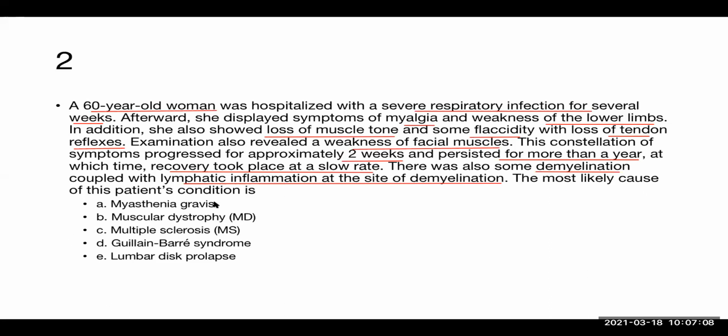The most likely cause of this patient from this list, okay, is it myasthenia gravis? Is it muscular dystrophy? Is it multiple sclerosis? Is it Guillain-Barré syndrome? Or is it lumbar disc prolapse? Who wants to take this case? Yes? Sir, I think this is Guillain-Barré syndrome. Okay, give reason, please. Because, sir, from the typical history, Guillain-Barré syndrome is usually produced by upper respiratory infection, and there's sudden weakness or paralysis.